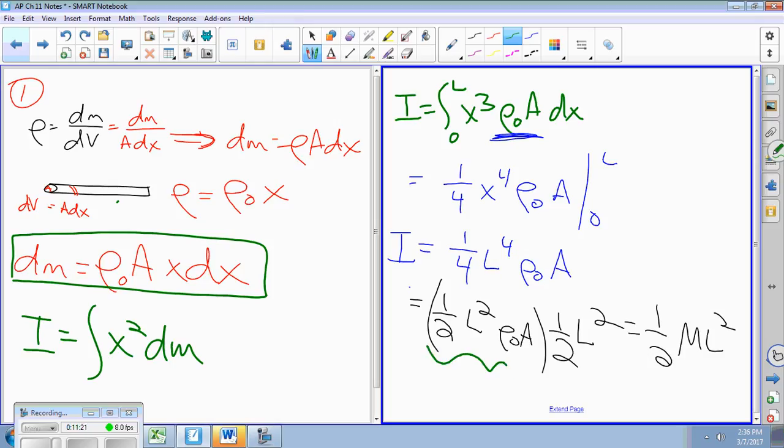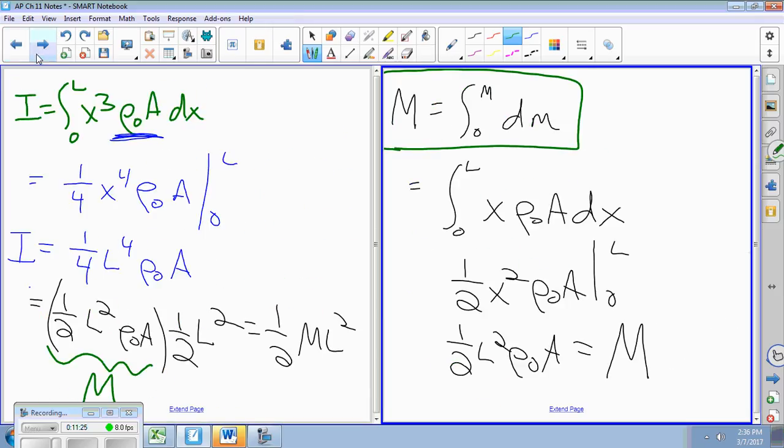because this whole mess here is M, right? This is M. So this mess is this mess. That's M. Cool. So you get M times 1/2 L squared minus 1/2 M L squared. Good, you guys?